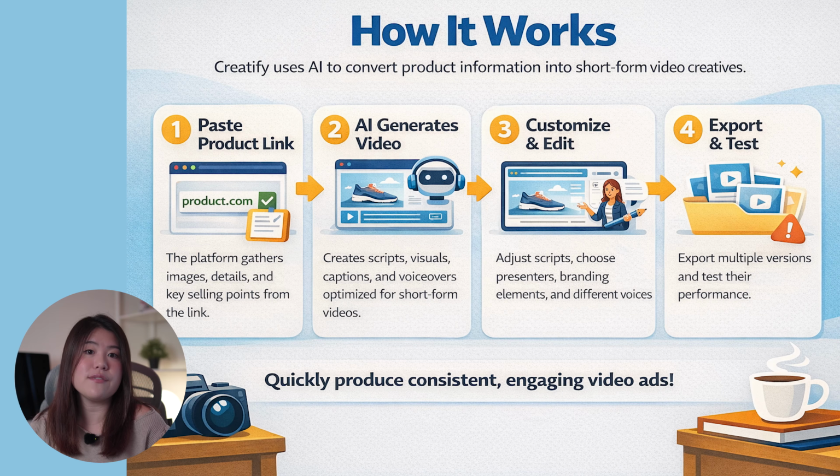How it works. Creatify uses AI to convert product information into short-form video creatives. So after you paste a product link, the platform gathers images, product details, and key selling points. It then generates scripts, visuals, captions, and voiceovers optimized for short-form platforms. You can customize the script, choose different presenters or voices, adjust branding elements, and export multiple versions to test performance. This allows businesses and creators to produce ad creatives quickly while maintaining a consistent visual style.